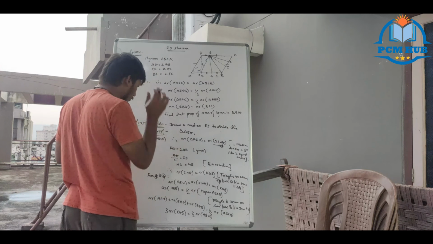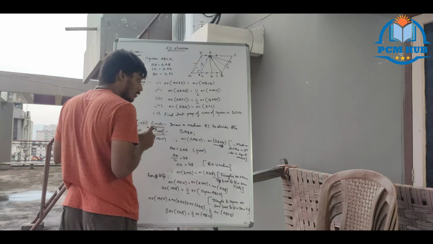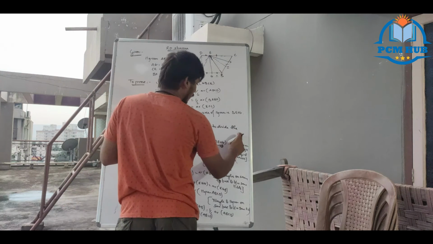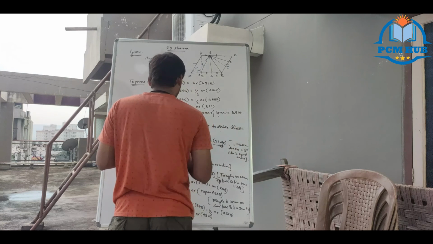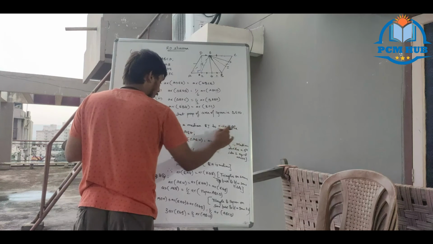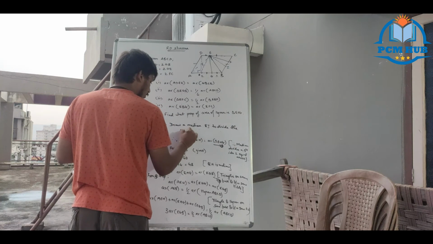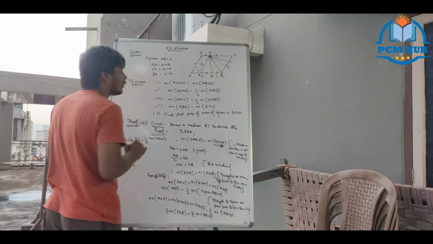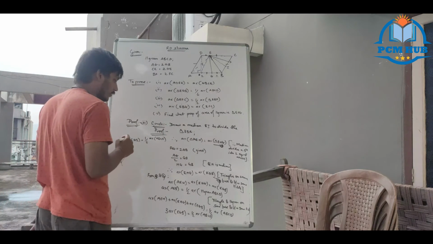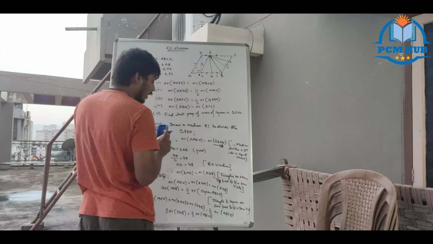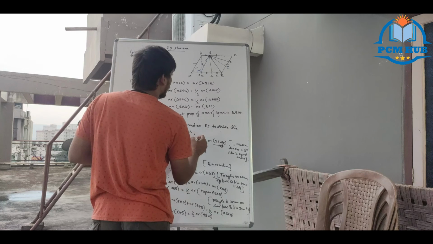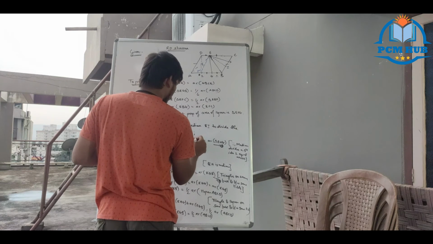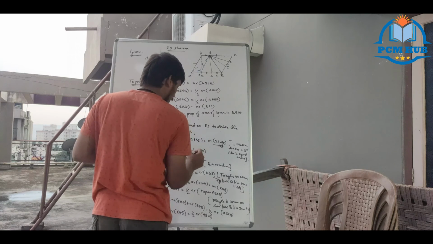To divide the BF. To divide the triangle EBF. Now what you will write in the proof? Area of triangle EBI, not CBI, EBI.